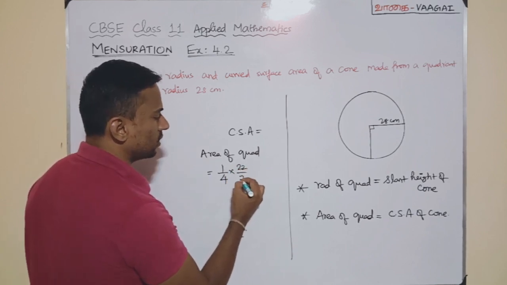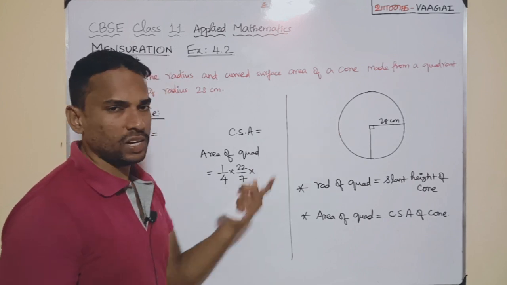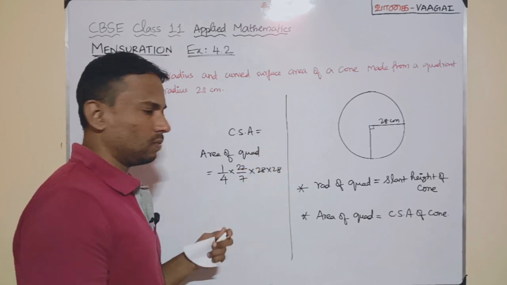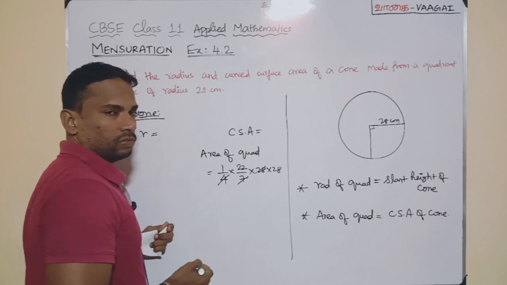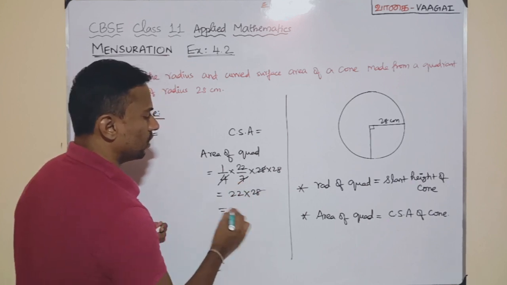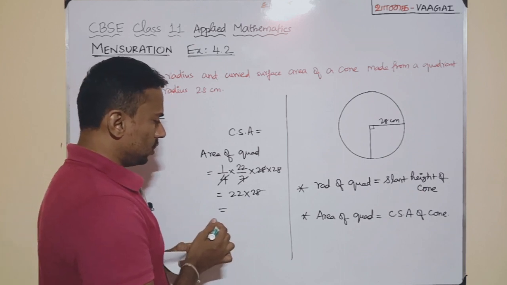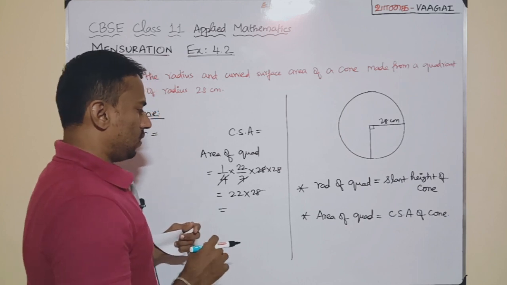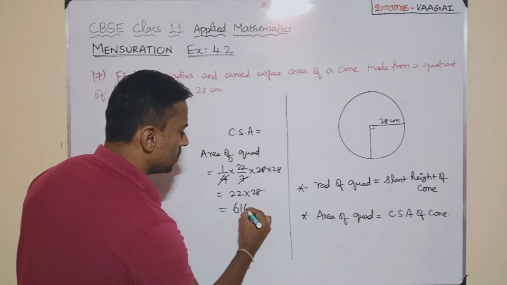So 22/7 into, now what about r square here? r square is going to be 28 square only. So 28 into 28. This is what we will be getting. Now I can directly cut this, 4 sevens are 28. So now I will be having 22 into 28. So 22 into 28 will be nothing but 280, 560, and then 56. So I will be getting 616 centimeters square.